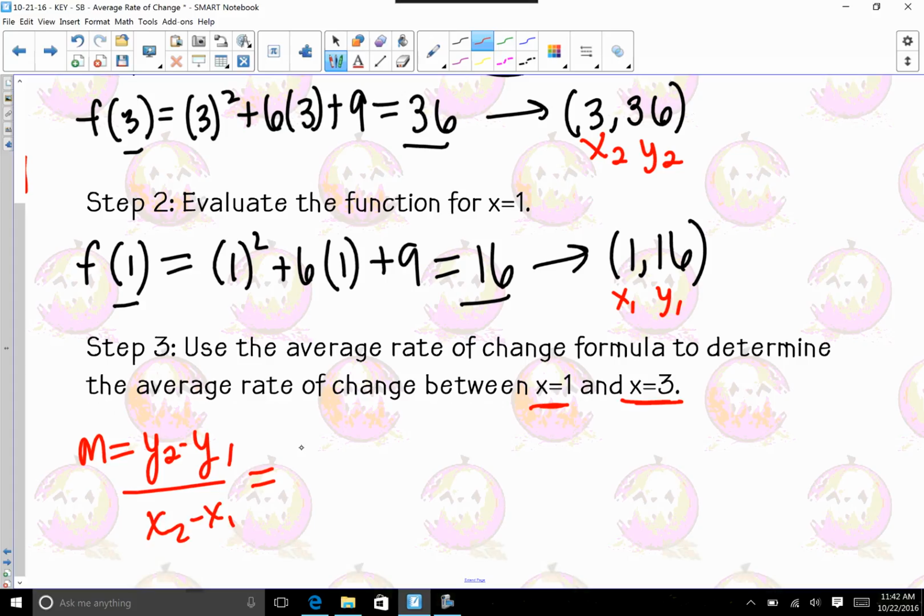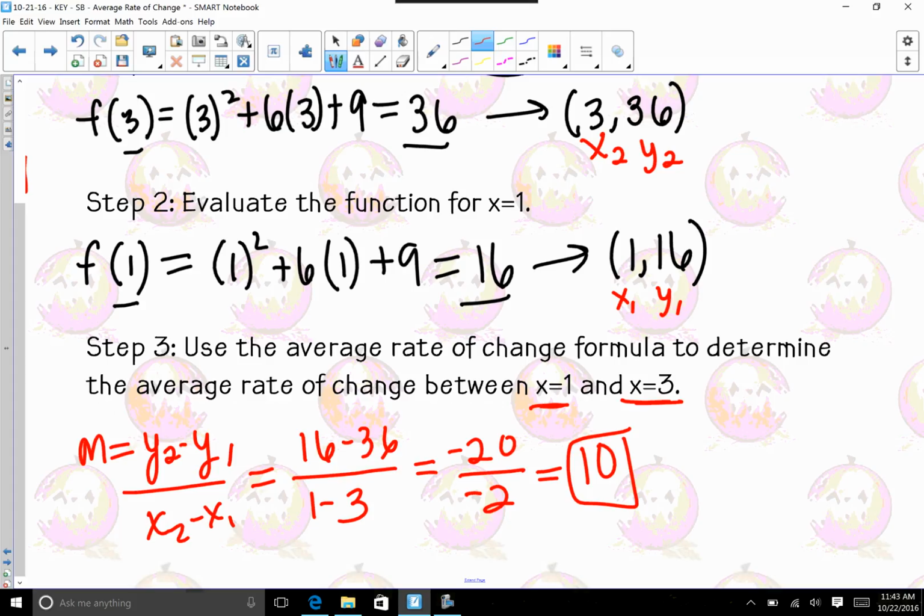So this gives me 16 minus 36 over 1 minus 3. That's going to give you -20 over -2, which is positive 10, right? So the average rate of change is 10. Okay? Alrighty.